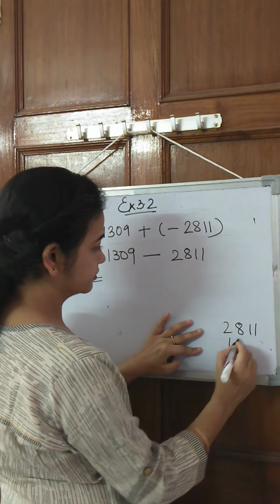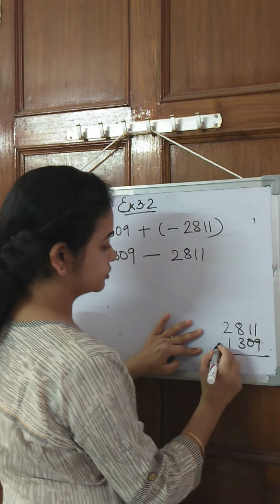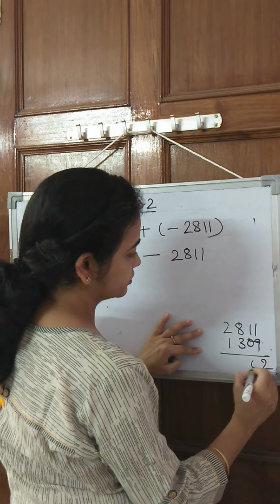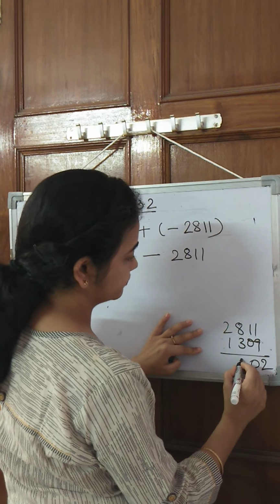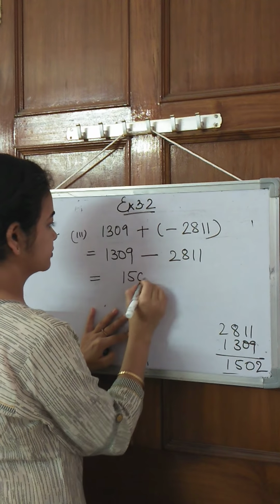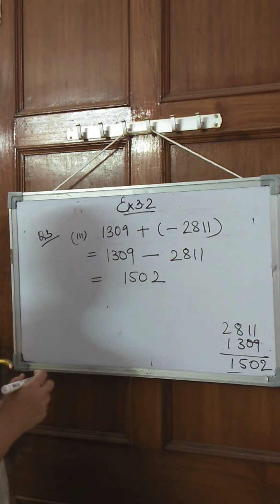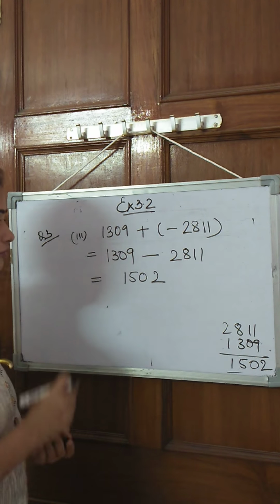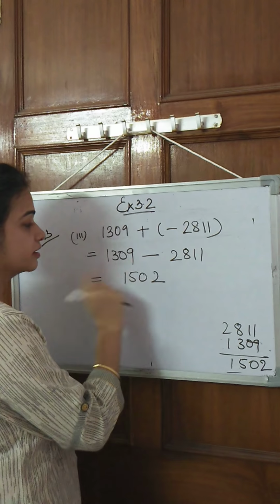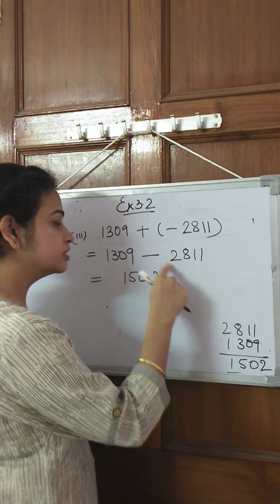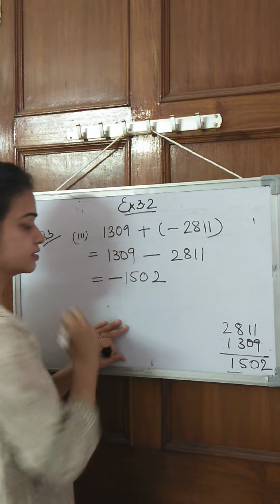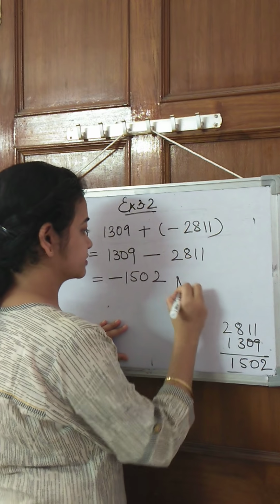So when we subtract these two numbers, 11 minus 2 is 9, and so on. So this is 1502. Okay, now you have to put the sign of the bigger number. So out of these two numbers, 1309 and 2811, obviously 2811 is bigger and it has a negative sign with it. So my answer is also negative. Yes, this is my answer.